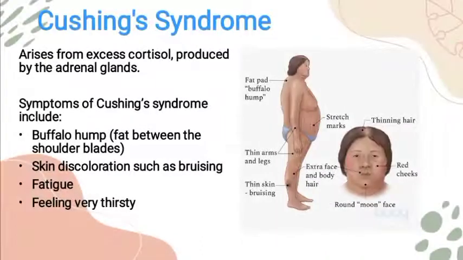The next syndrome is Cushing's syndrome. This syndrome arises from excess cortisol produced by the adrenal glands, and the symptoms of Cushing's syndrome include buffalo hump, skin discoloration such as bruising, fatigue, feeling very thirsty, thinning and weakening of the bones, frequent urination, high blood sugar, high blood pressure, and irritability and mood changes.